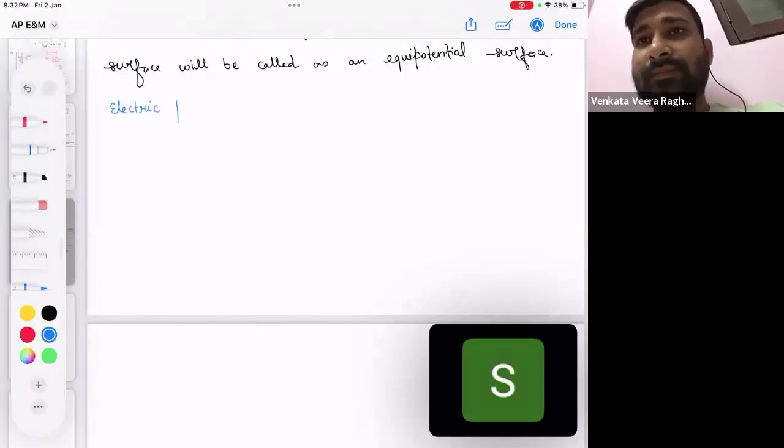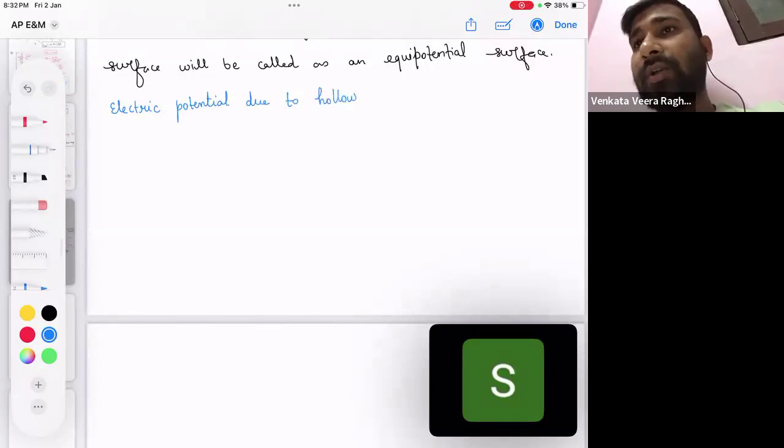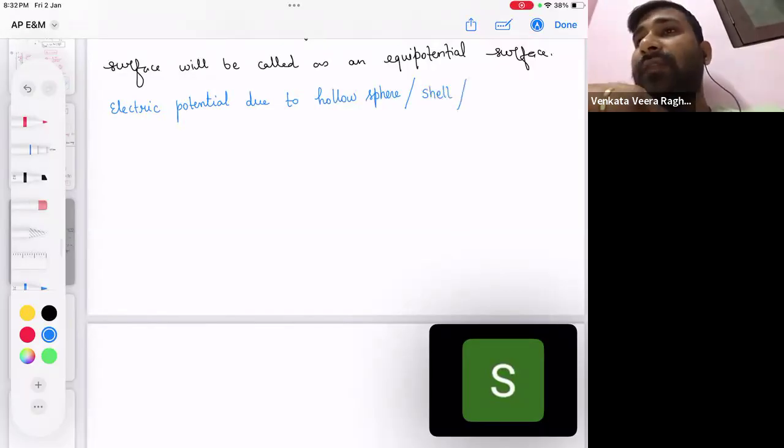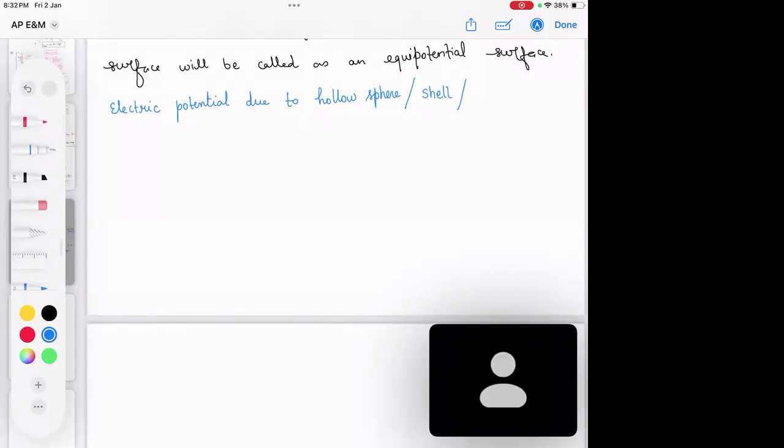Electric potential due to a hollow sphere. Hollow sphere has another name. Can you tell me what it is? Hollow sphere or shell. Can you tell me one more name? Hollow sphere or shell has the same property as that of a conducting solid.